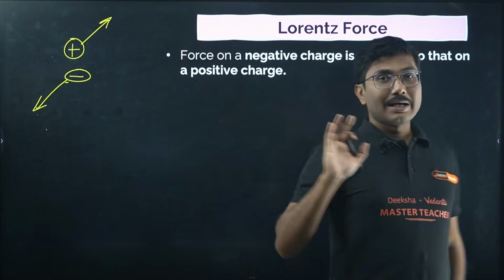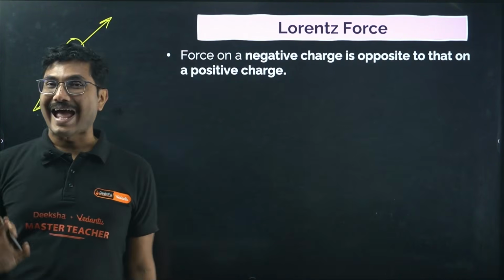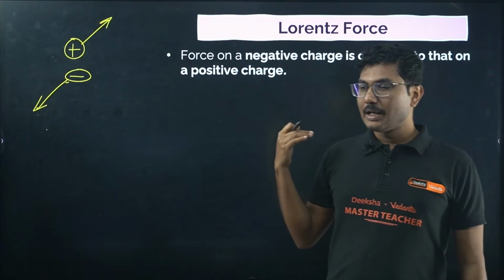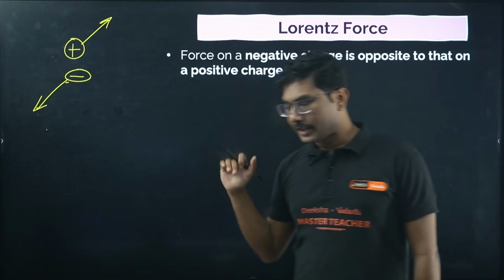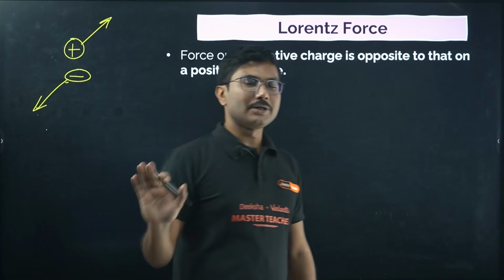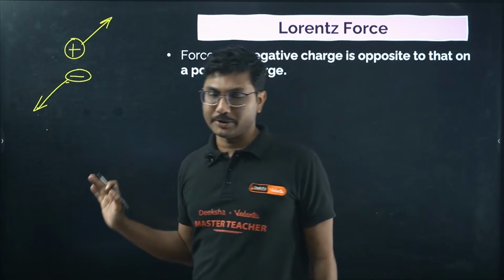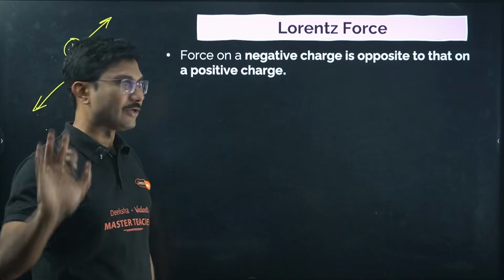Now remember, in case of magnetic field, the direction of force is not as simple as electric field. In electric field it will be either in the direction of electric field or in the opposite direction of electric field. Whereas in case of magnetic field, because it's a cross product and it depends on the velocity, you have to find the direction of the motion. I will explain how to find the direction of the motion as well.